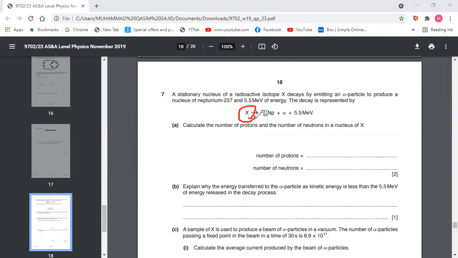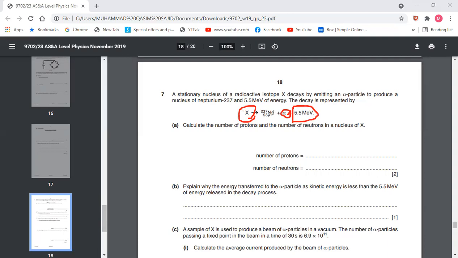तो x के लिए निकालने हैं. Yes, definitely. So how to find? So there must be helium nuclei, that is alpha. Alpha means helium nuclei, but we don't know how many moles of helium nuclei, and there is an emission of energy too. So how to find this?